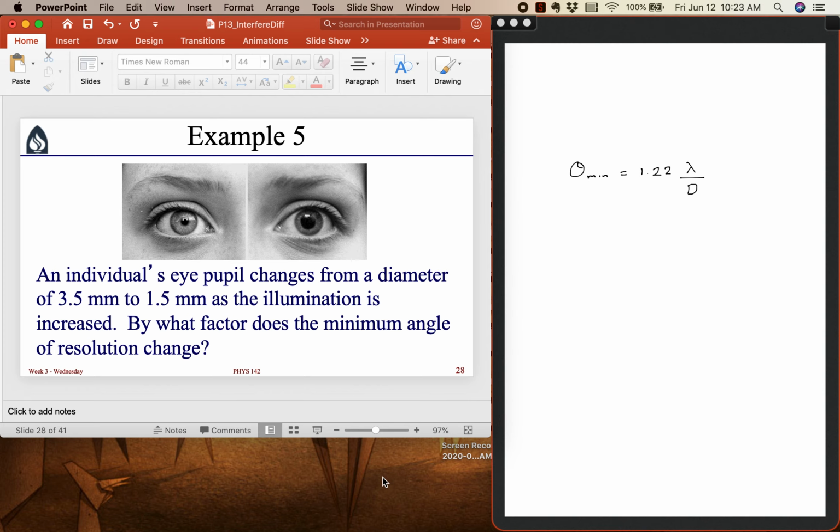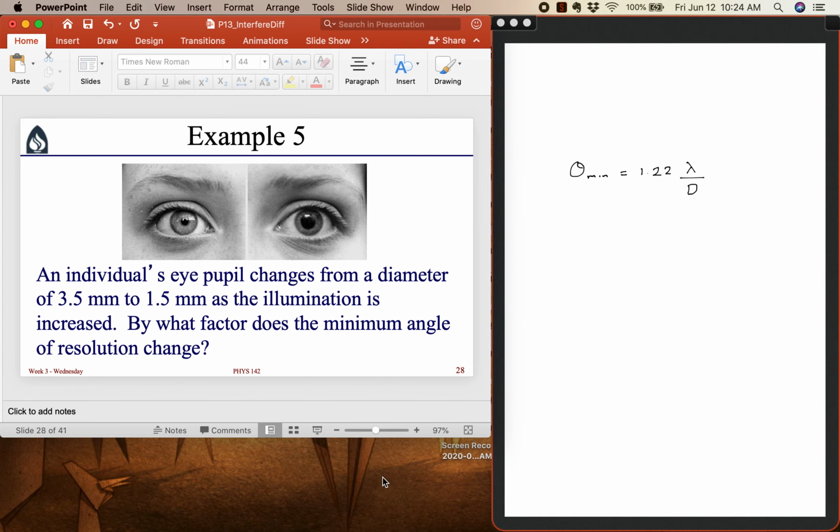In this problem, an individual's eye pupil changes from a diameter of 3.5 millimeters to 1.5 millimeters as the illumination is increased. By what factor does the minimum angle of resolution change? So for this problem, we'll want to take a look at this calculation for the minimum angle of resolution because a human eye pupil is round, so we have to use the expression for a round aperture.